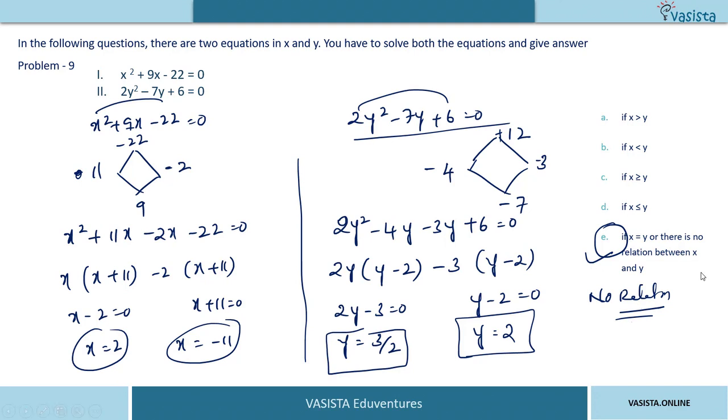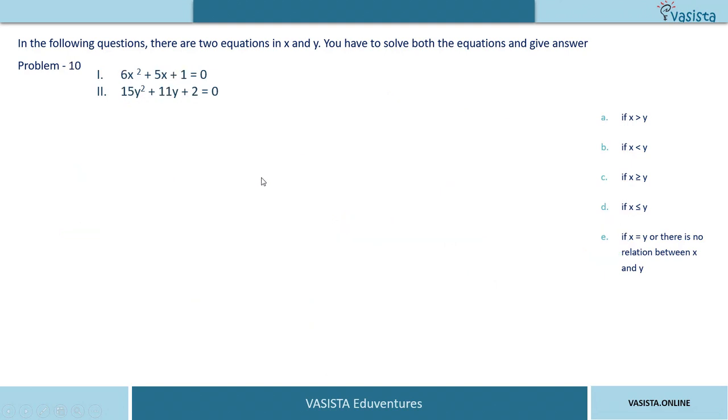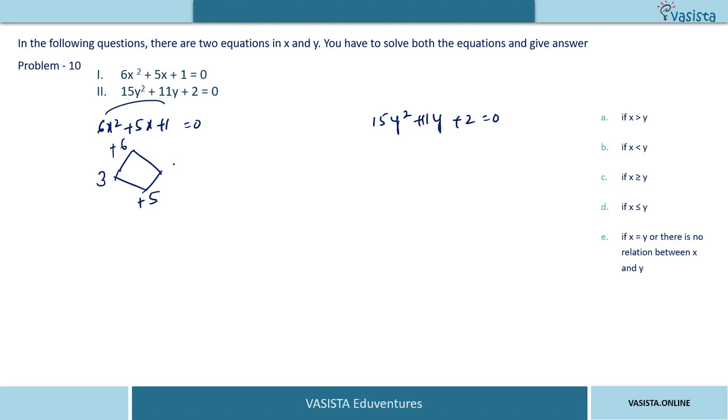Let us go with the next one, that is 10th. Right? So first equation is 6x square plus 5x plus 1 is equal to 0. Second equation is 15y square plus 11y, right, plus 2 is equal to 0. 1s are 6. When you multiply, you should get 6 plus 6 and add, you should get 5. Right? The factors should be 3 into 2. Right? 3 2s are 6.